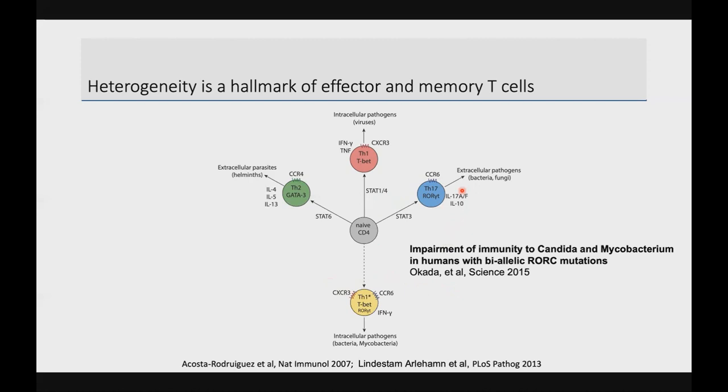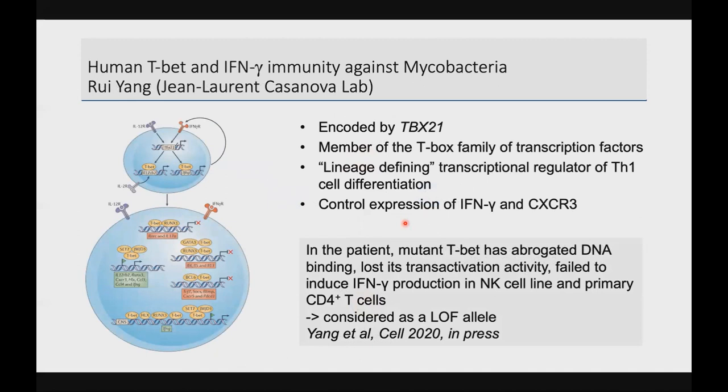Studies in patients with inherited deficiency in ROR gamma T, which is the transcription factor required for Th17 differentiation, provided evidence that this transcription factor is also required for the differentiation of Th1 star, but not Th17. These findings indicate that there are still outstanding open questions on how interferon gamma production is regulated in human T cells.